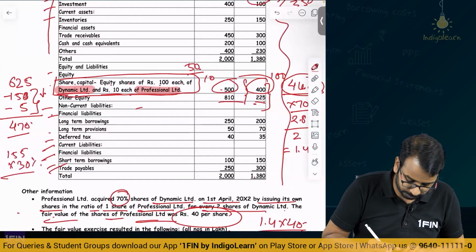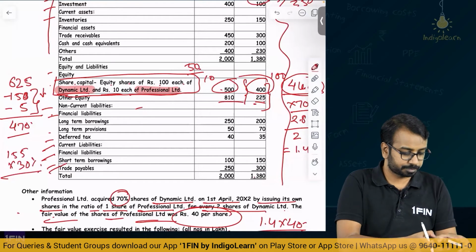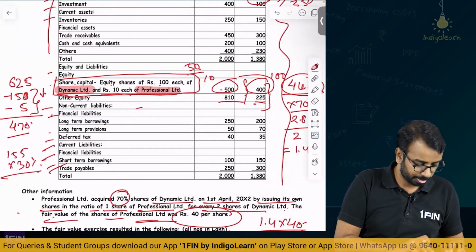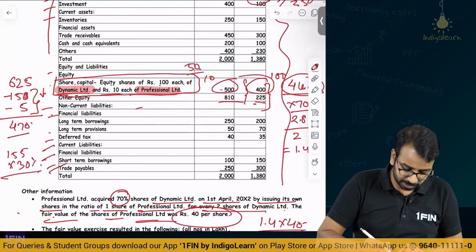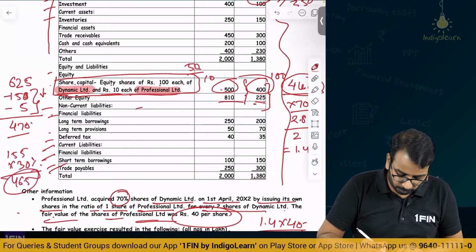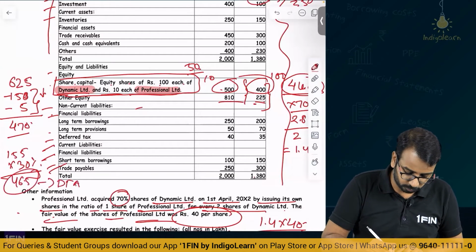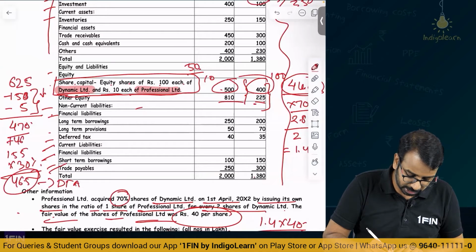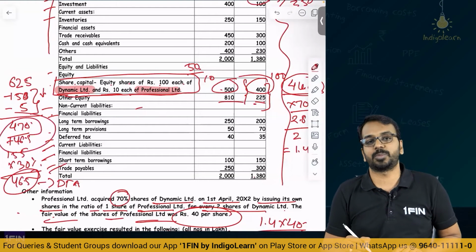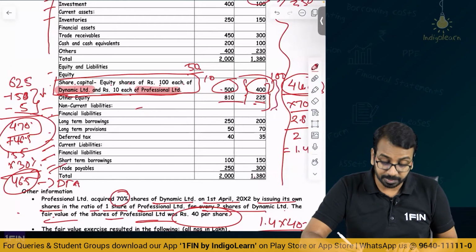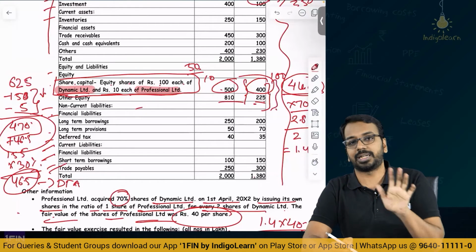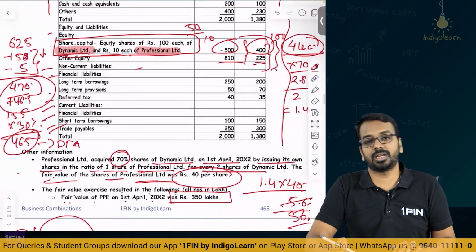Of this, if I do 30%, 155 into 0.3, I get 46.5. This 46.5 is my DTA. So what I can do, 470 plus 46.5, that becomes my net asset. So this is a quicker or a shortcut way to calculate. Take the total equity, do the fair value adjustments and deferred taxation impact. But it can create a confusion in the examination.